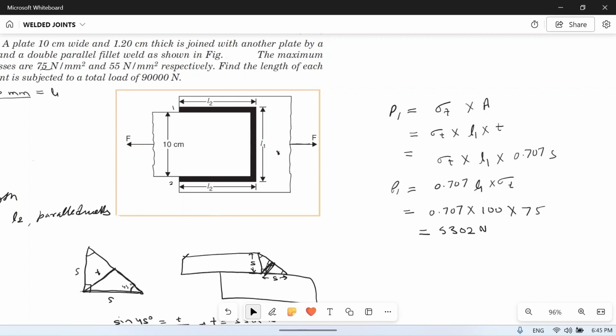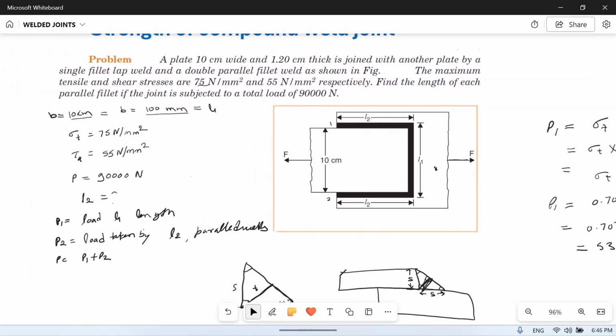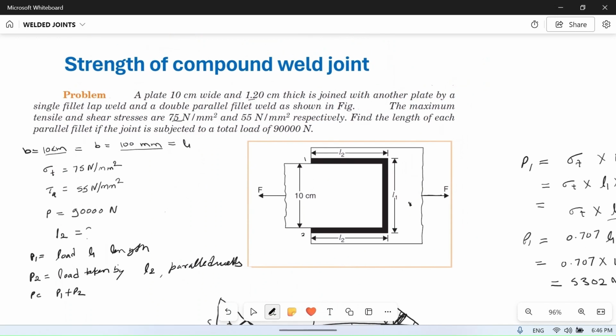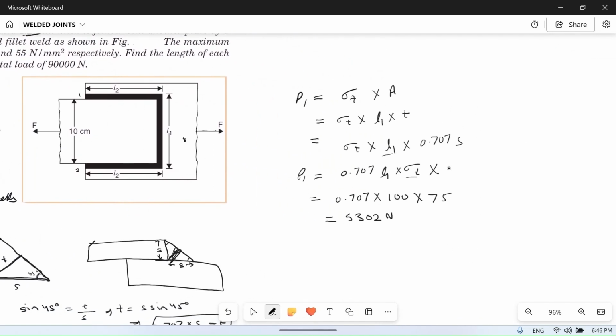Sorry, one thing I forgot, sorry for the mistake. P1 was 0.707 into L1 into sigma T into S. We forgot S. S was the thickness of the plate. So what was the thickness of the plate? See here, it was 1.2 centimeter. So S was 1.2 centimeter, which is equal to 12 mm. So we have to multiply by S here, so it will be into 12.